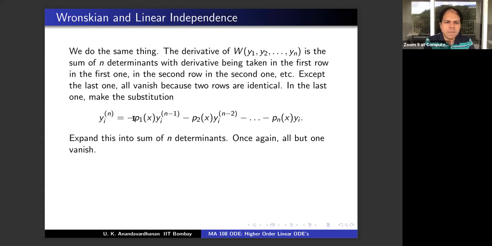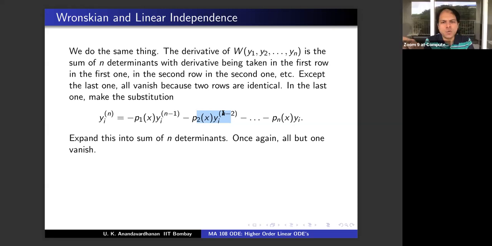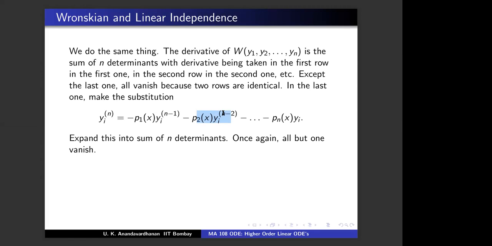This term will not vanish. This determinant will not vanish, but this, etc., will vanish. Why is that? Because all the rows are repeating. y to the power n minus 2 is there. In the others, rows are not repeating, but two rows are multiples of each other.